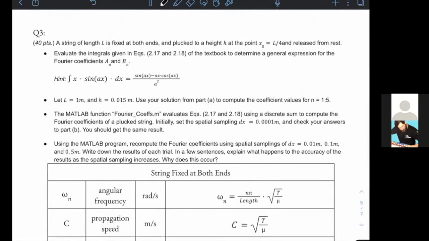It's just like you saw in lecture today, it involves some really ugly integrals. Okay, so we're not gonna talk about the MATLAB part of this, just the first half here. A string of length L is fixed at both ends and plucked to a height H at point x naught equals L over 4 and released from rest. Evaluate the integrals given in equations 2.17 and 2.18 of the textbook to determine a general expression for the Fourier coefficients A sub n and B sub n.